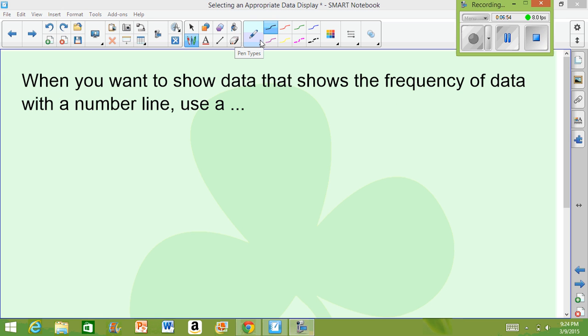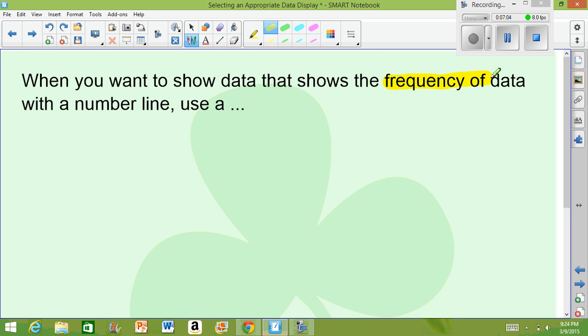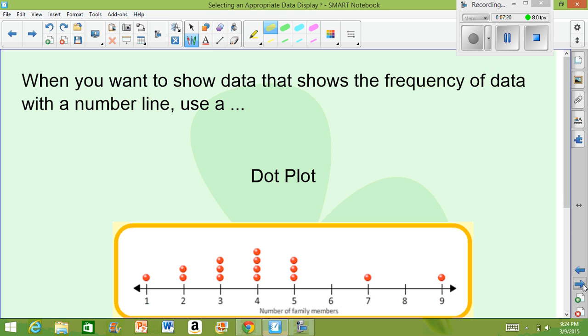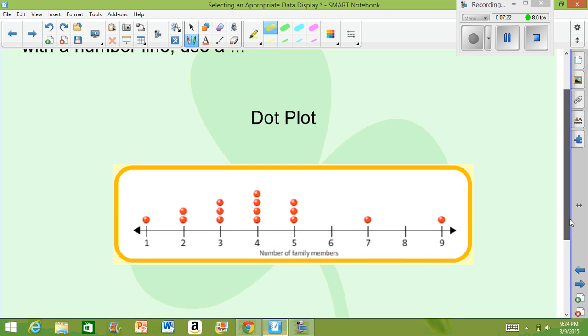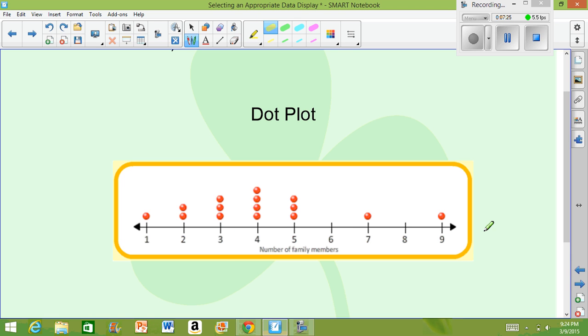For our next type, we are going to show data that shows the frequency of the data using a number line. So frequency, remember, is how often that data occurs, and the other keyword in this is number line. So anytime we're using a number line to show how often that data occurs, we are going to be using a dot plot. Remember that dot plots, we make our number line across the bottom, and then each one of our dots represents how frequent that number is.